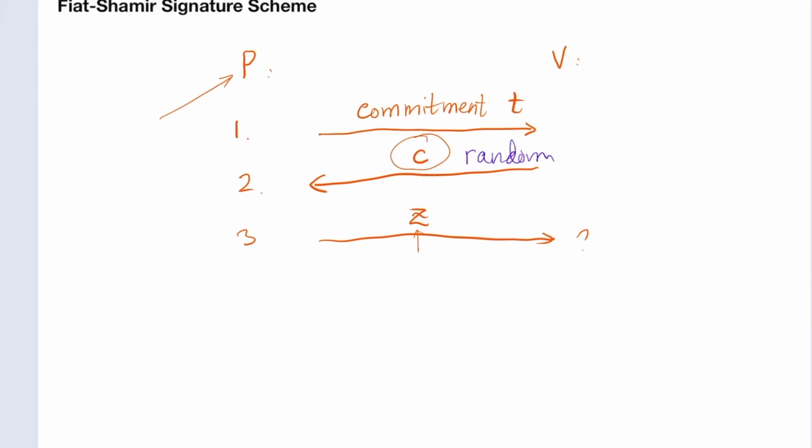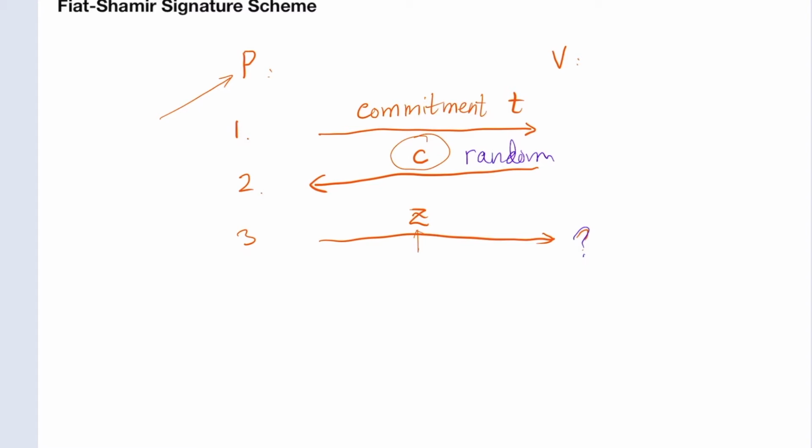And then the prover is able to generate a signature or a proof that is associated with the C, right? And then at the end, the verifier would verify. This is a sigma protocol in the general three steps. Now, how do we turn that into a signature?